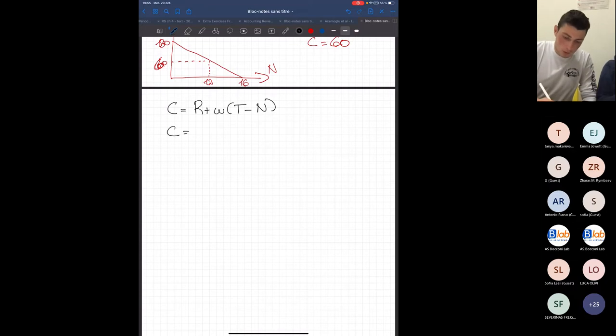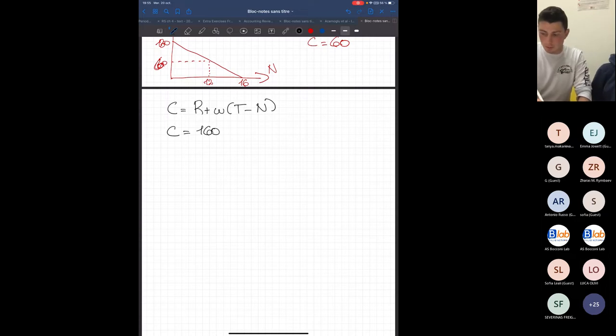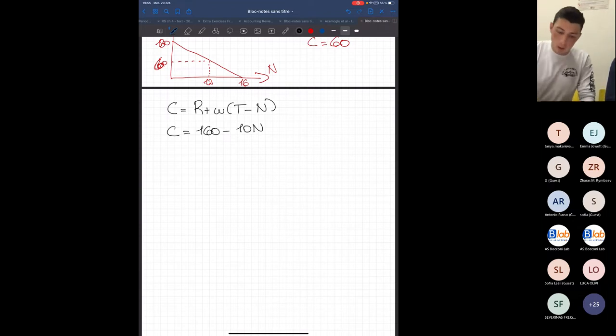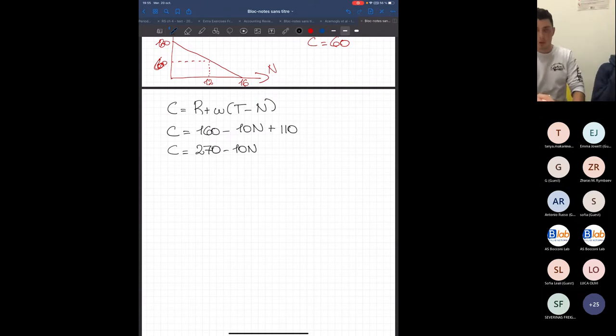So consumption is going to be equal, time endowment is going to be equal as well, because we have 160 that we get there, minus 10n, because you have to imagine that our w is equal to 10. But we have a new rent. The new rent in this case is 110. So our final consumption budget endowment is this one. Are you guys all good so far?